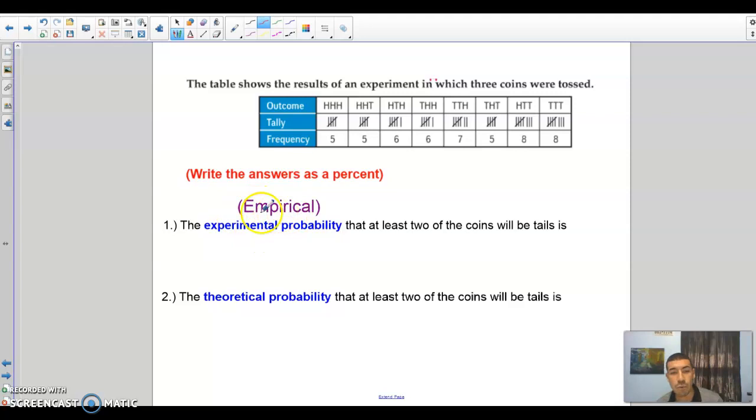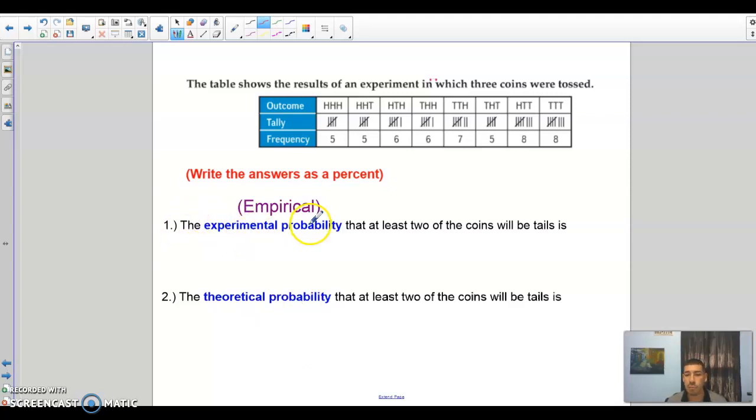And basically, experimental probability is when you gather data from an experiment. Okay, so you're making observations using an experiment to gather the data. The second one, theoretical probability, you do not conduct an experiment. It's simply what you expect to happen. Okay, what is expected. So let's begin with the first one.